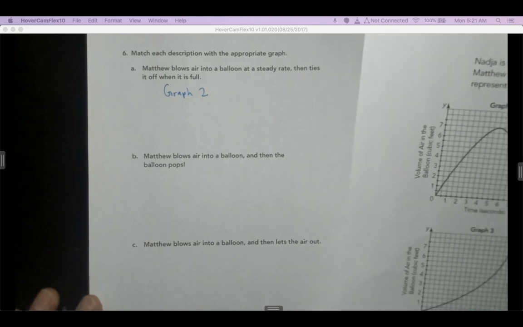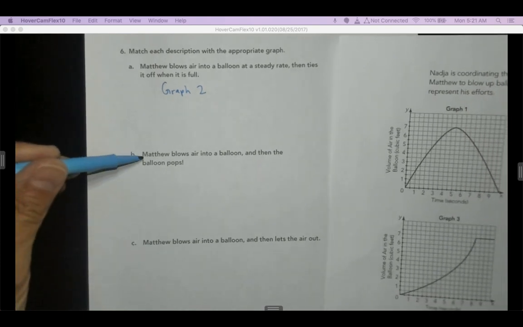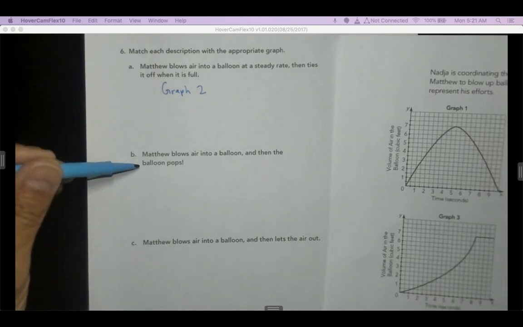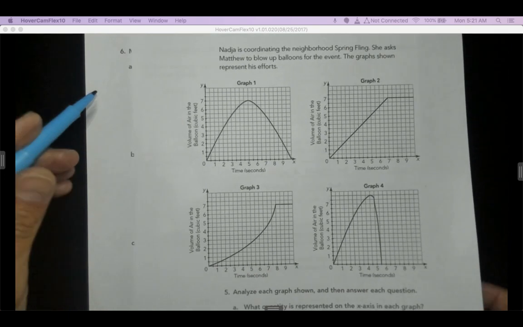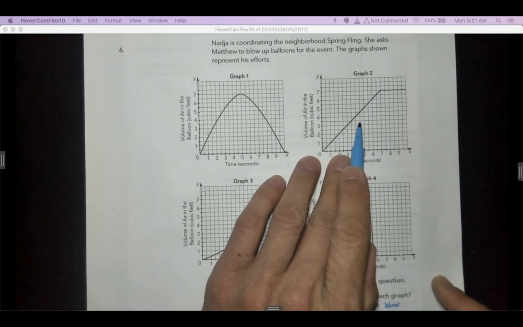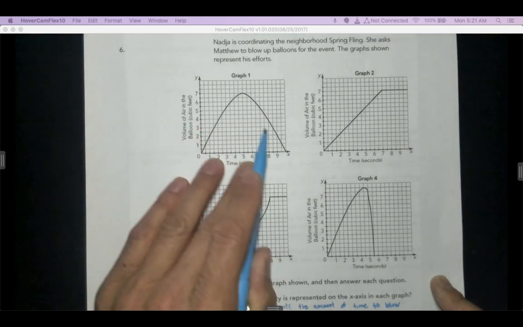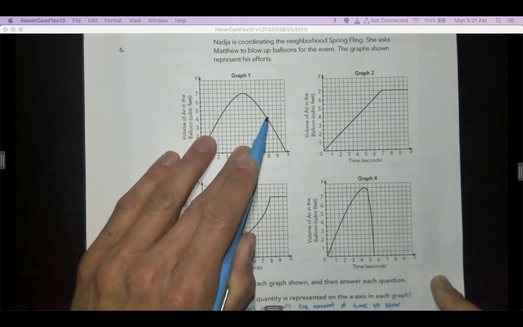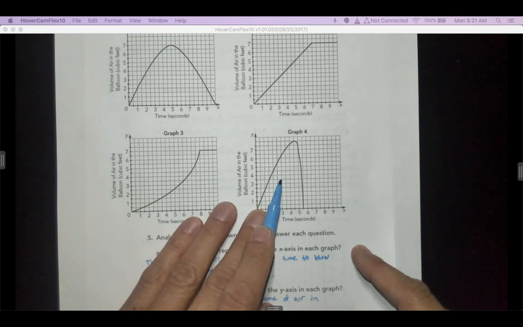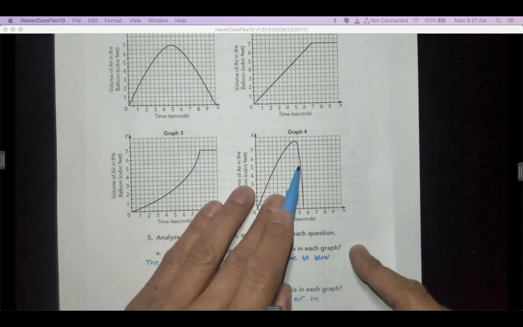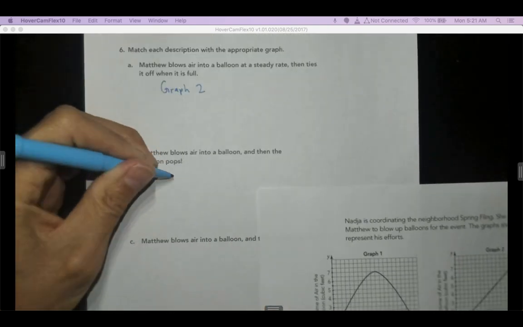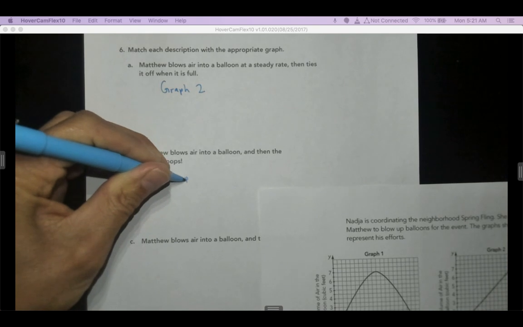Description B, Matthew blows air into a balloon and then the balloon pops. Well, this one does not pop, this one does not pop, this one's empty but it doesn't pop. Graph 4 blows it all the way up, and then it pops. So that is going to be graph 4. It's a sad day for blowing up a balloon.